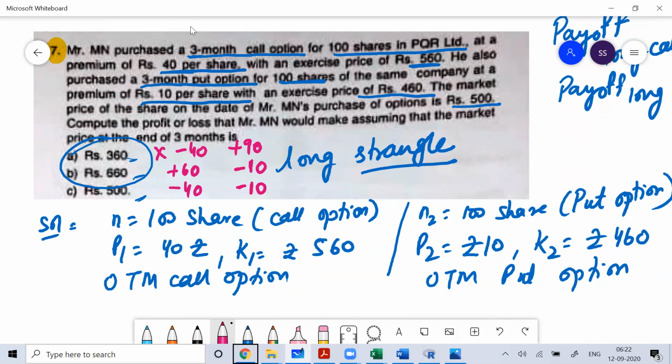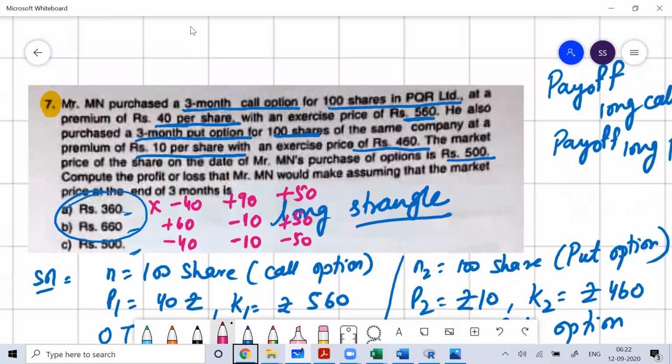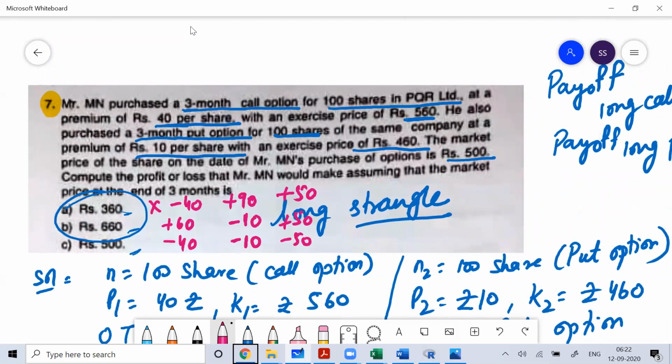So ultimately you can find the profit and loss on one share. Minus 40 plus 90, so this is plus 50. This is plus 50 and this is minus 50. Similarly, you can do it for 100 shares. Mr. Ahmed purchased a 3-month call option for 100 shares at a premium of 40 rupees, exercise price 560. He also purchased a 3-month put option of 100 shares at a premium of 10 rupees per share at exercise price of 460. The market price on the date is 500. Okay, that's it. So this is what you need to do. I hope you understood this. Very easy.